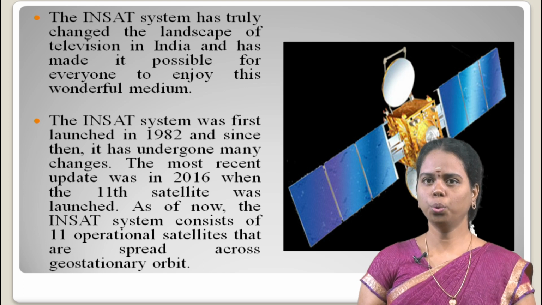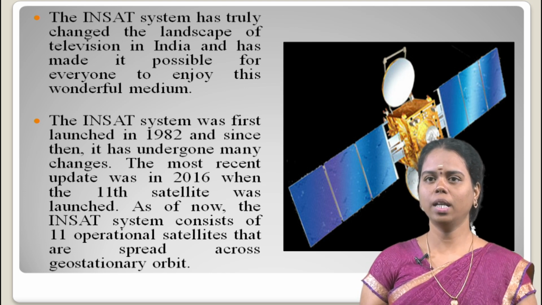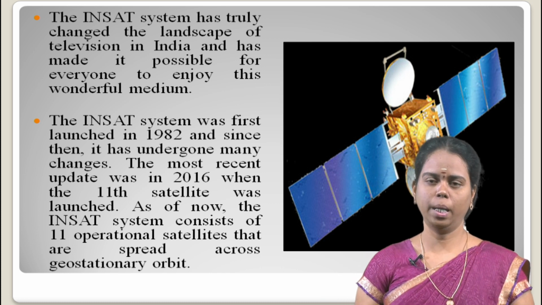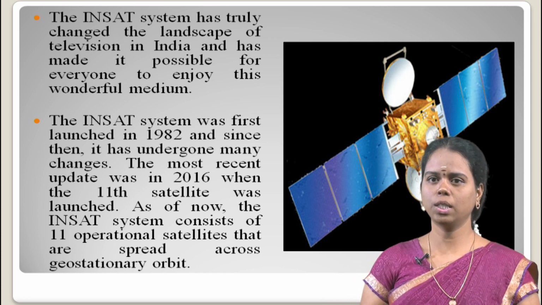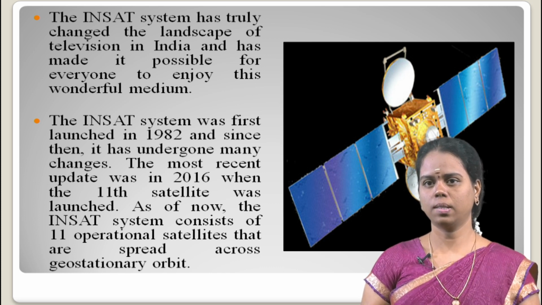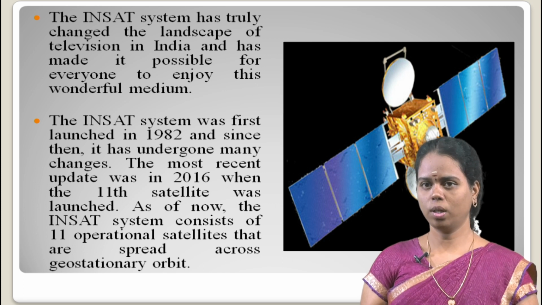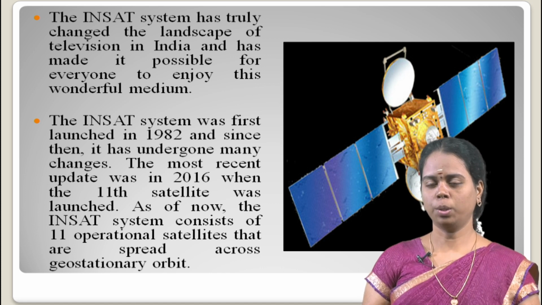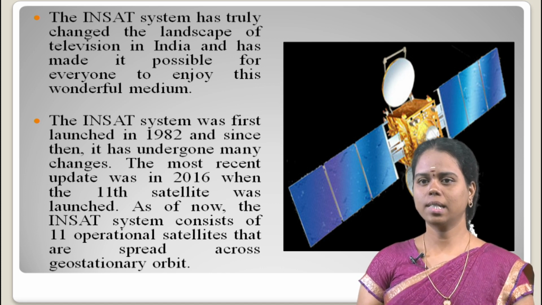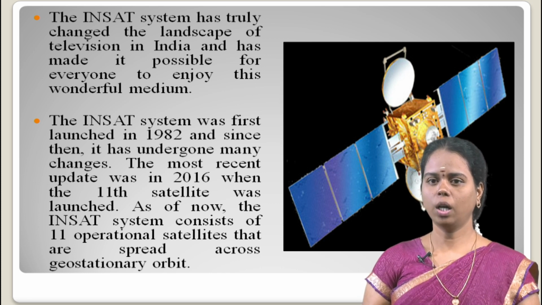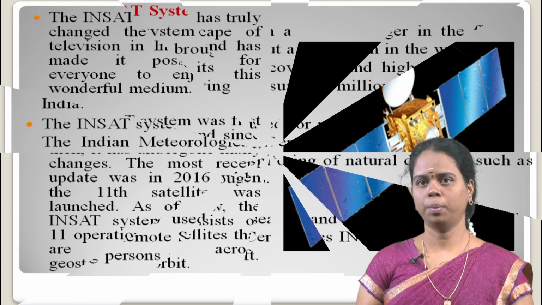The INSAT system has truly changed the landscape of television in India and has made it possible for everyone to enjoy the wonderful medium. The INSAT system was first launched in 1982 and since then it has undergone many changes. The most recent update was in 2016 when the 11th satellite was launched. As of now, the INSAT system consists of 11 operational satellites that are spread across the geostationary orbit.